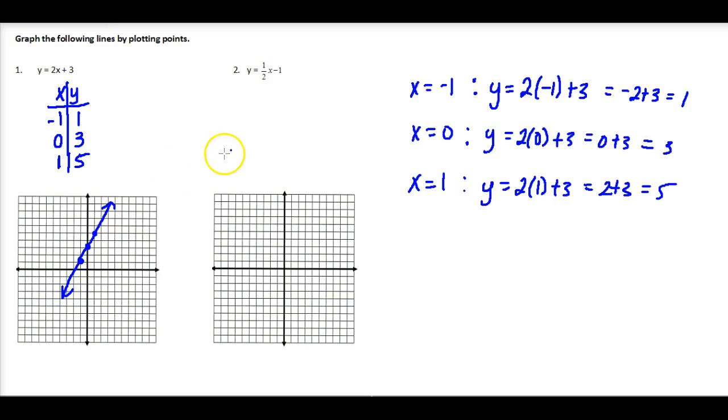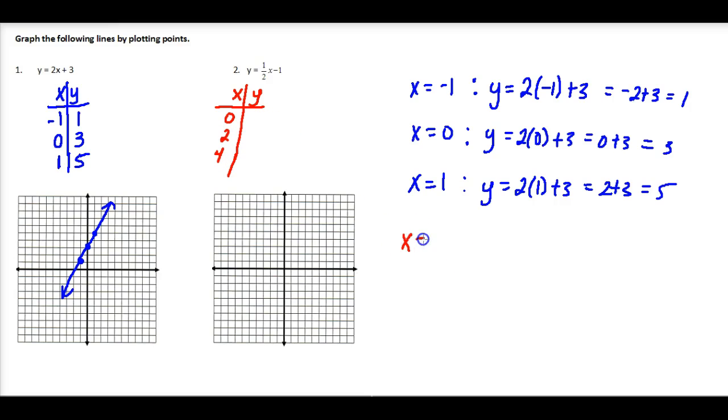Okay. So we're going to do a similar thing with problem number 2. So we'll come here, make our t-chart, and then here, since we have this fraction, to get some nice whole numbers, since our denominator here is 2, we want to pick values of x that are factors of 2. So I'm going to start off doing 0, and then 2, and then 4.